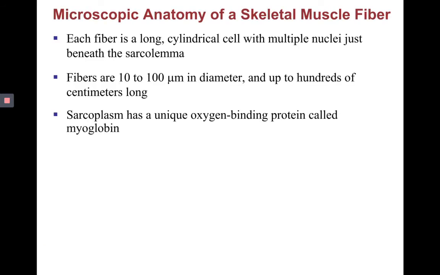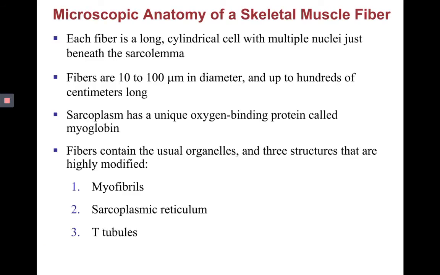Now let's look at the microscopic anatomy. To look at the microscopic anatomy, we're looking at just one single skeletal muscle cell, one single skeletal muscle fiber. We know that a skeletal muscle cell, which we can call a skeletal muscle fiber, is long and cylindrical, has many nuclei, and it's striated. The fibers themselves are 10 to 100 micrometers in diameter, and that's up to hundreds of centimeters long.